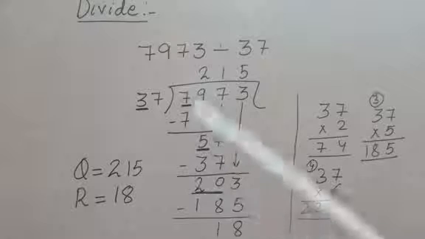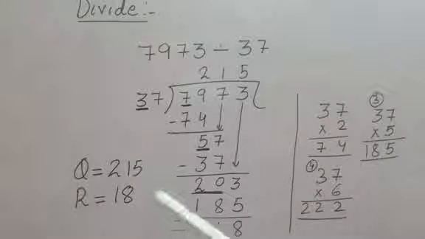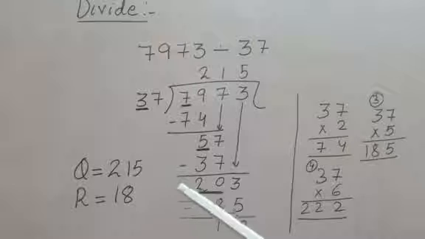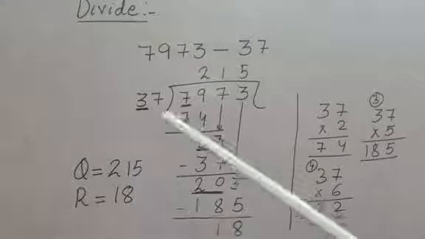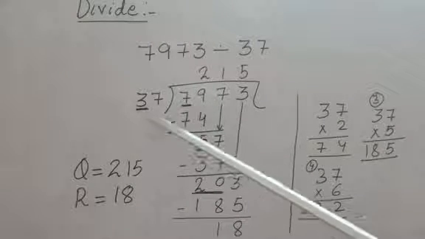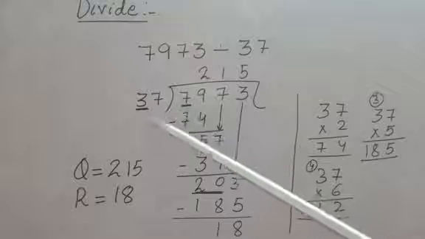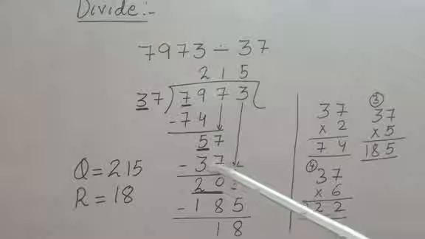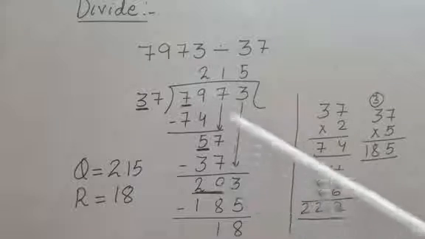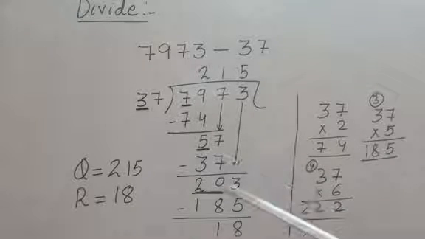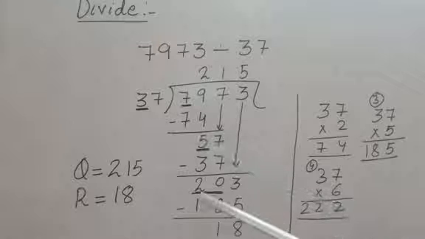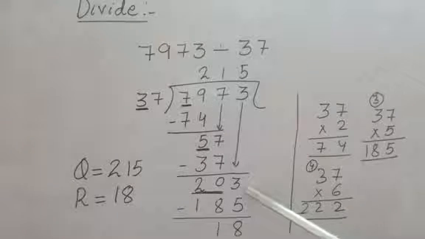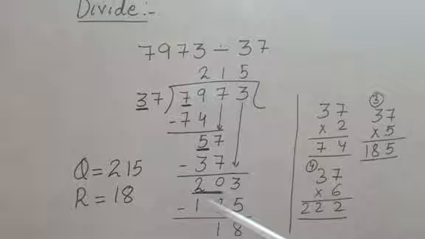Again, I will see how many times 3 goes into 5. And we all know 3 1s are 3. Why? Because 3 2s are 6. So we will go with 1. So what will I do? I will multiply 37 with 1 and what will I get? 37 only. So 37 1s are 37. Okay. Now I will subtract. 7 minus 7, 0. 5 minus 3, 2. Next digit I will copy here, 3. So my number is 203.